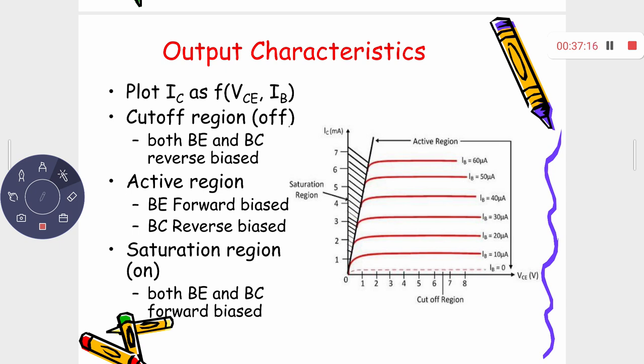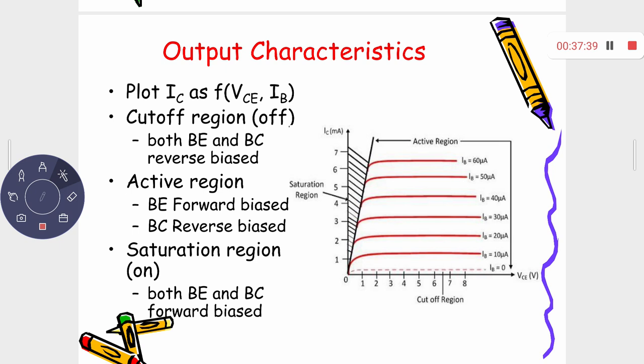If both the junctions are reverse biased, typically you should not have any current. Practically you can have some leakage current, that part you can expect, right? But typically, just forget about this. Typically, that value is equal to zero. So that means you are over here, almost no current, right?